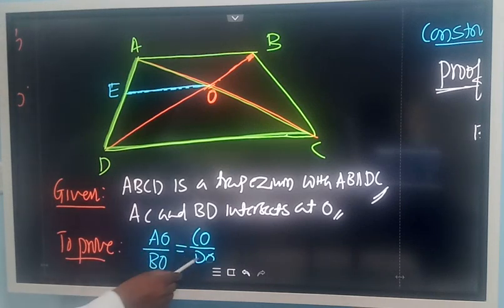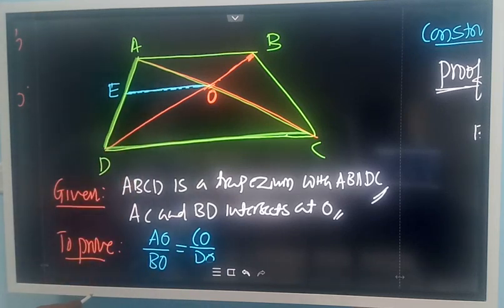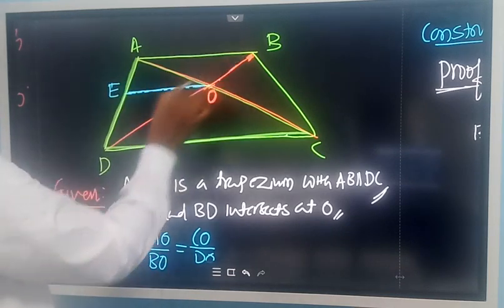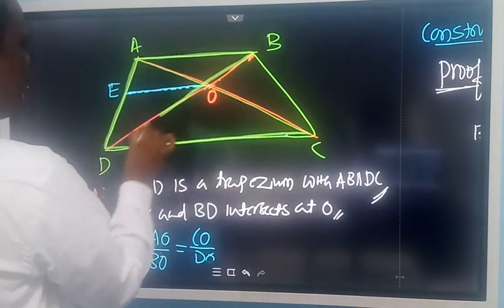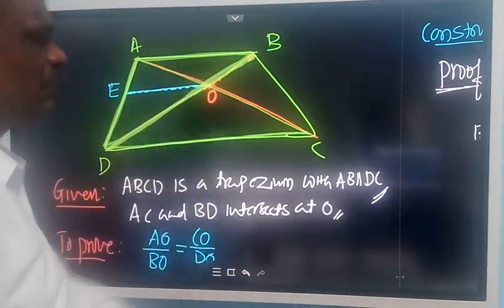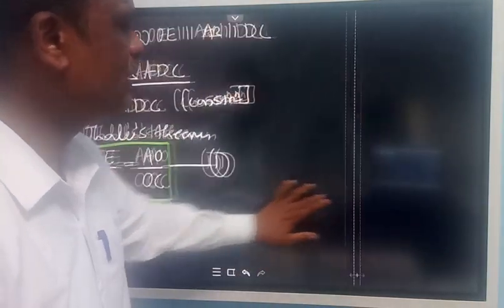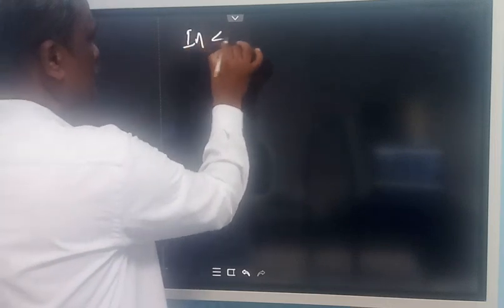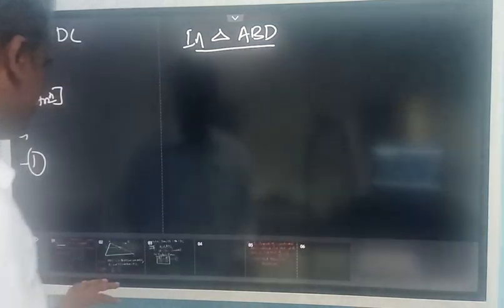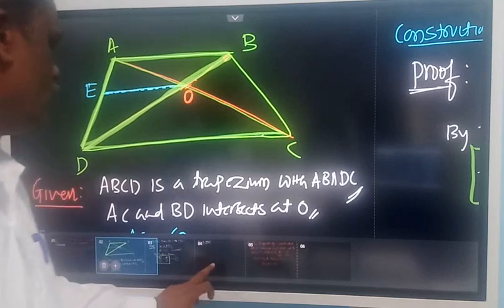Another one, we need BO by DO. So which triangle you have to select to get BO and DO here? Observe this here. In which triangle should the line be parallel? Select this triangle ABD. ABD is a triangle in which OE is parallel to AB.